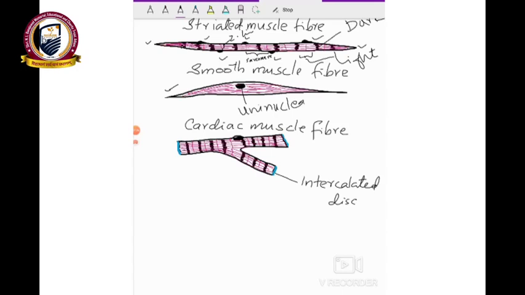This muscle fiber is uninucleate. A single nucleus is there. Tapering ends are there, and it does not show any striations because the contractile elements, the myosin and actin, are in the form of a network inside the sarcoplasm of the smooth muscle.